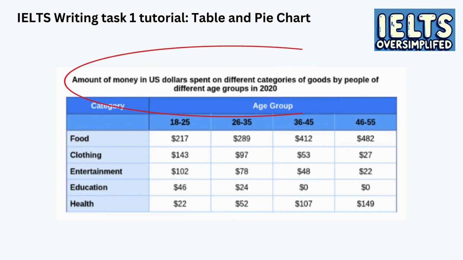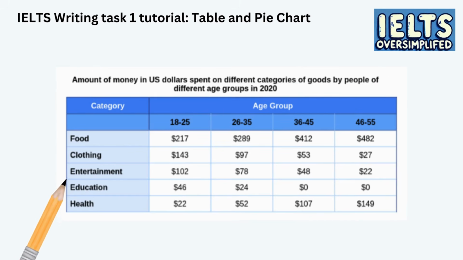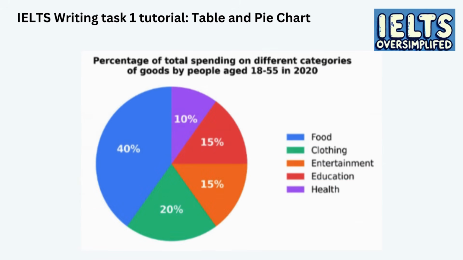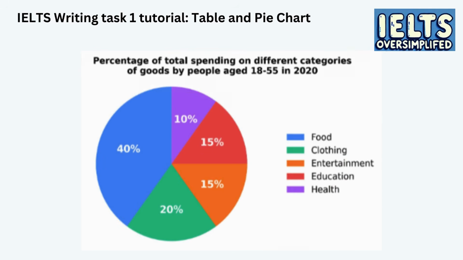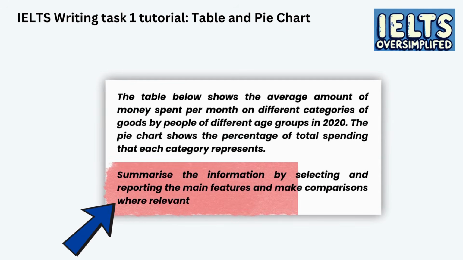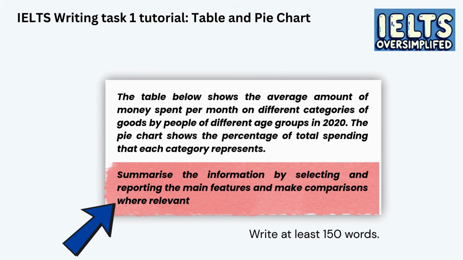We have a table showing the amount of money in US dollars spent monthly across 5 categories by 4 age groups in 2020. We also have a pie chart showing what percentage of total spending each category represents. Your job is to summarize the information, report the main features, and make comparisons where relevant. Remember, you need at least 150 words, and you should spend about 20 minutes on this task.